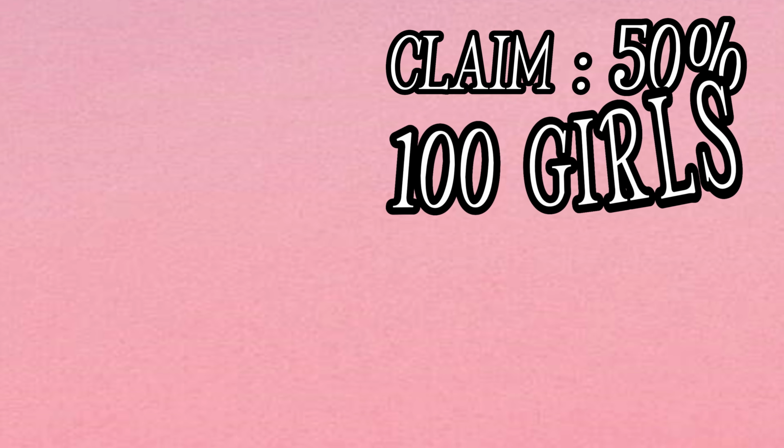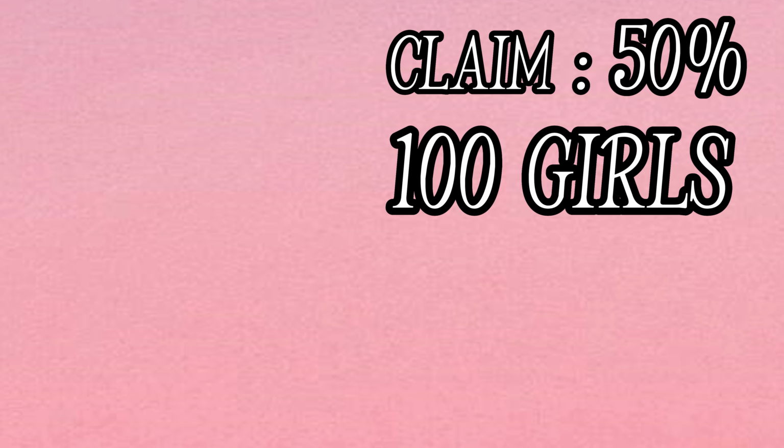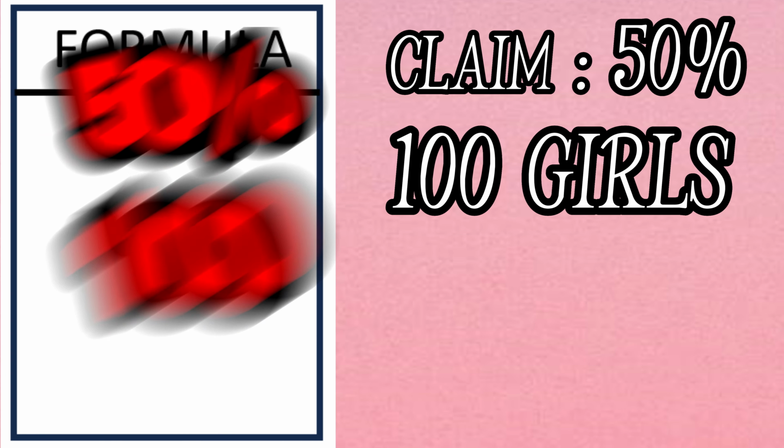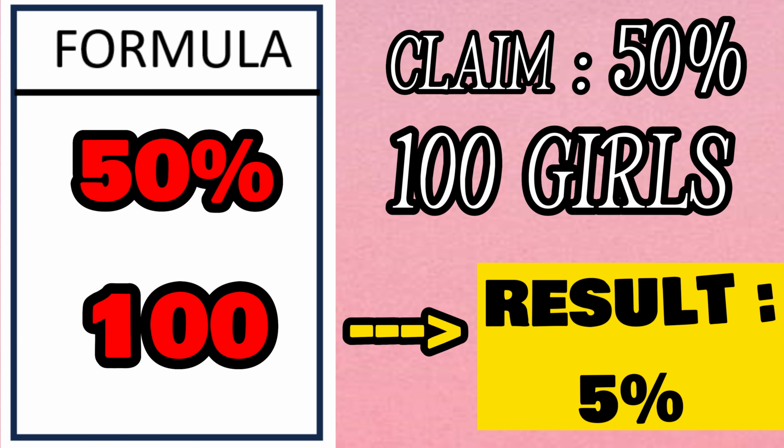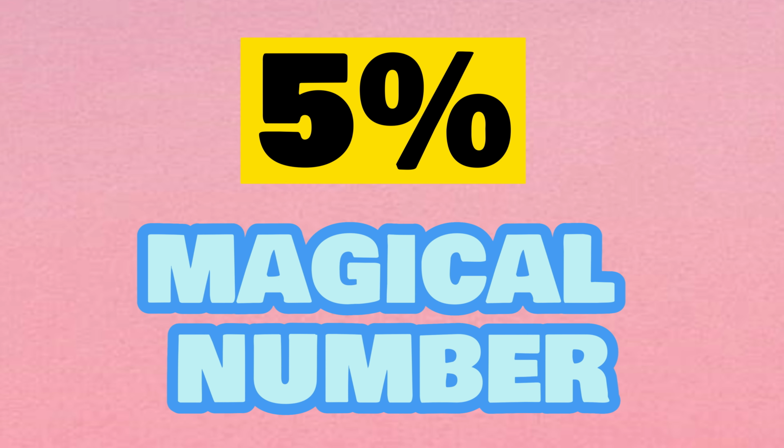Now, the boys' claim was 50% and we asked 100 girls randomly. Now, we have a formula. We put the numbers 50% and 100 in it and we get a result. For example, the result is 5%. I'll talk about the formula in a minute. No need to know for now. Just know that we use these numbers. And this 5% is our magical number.